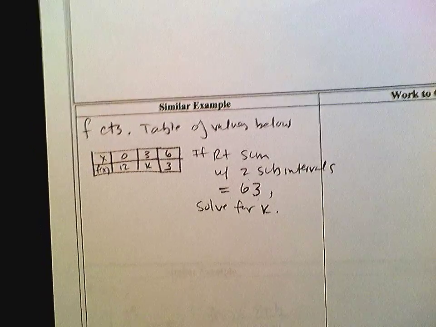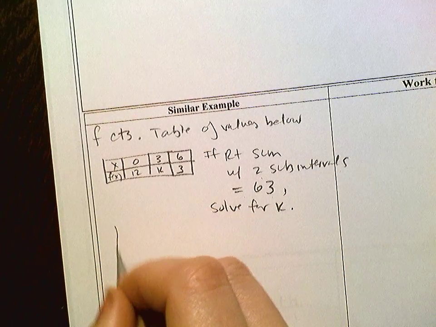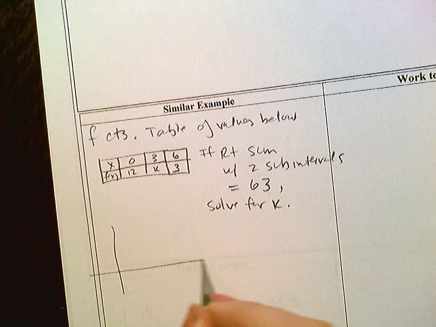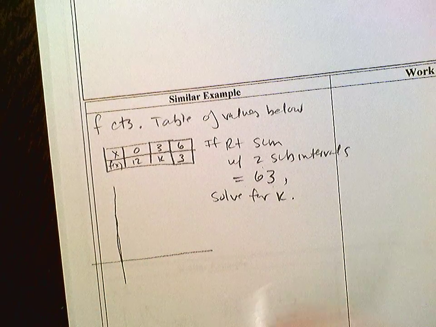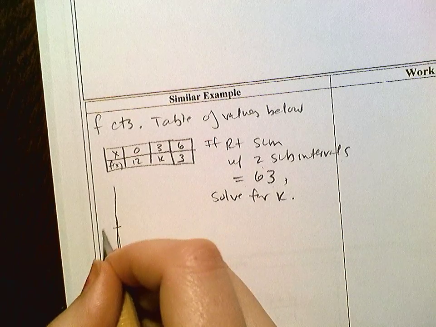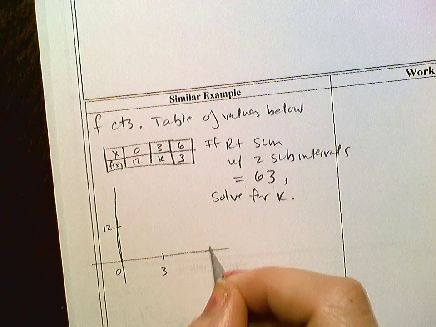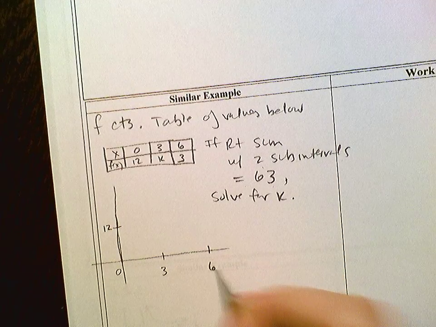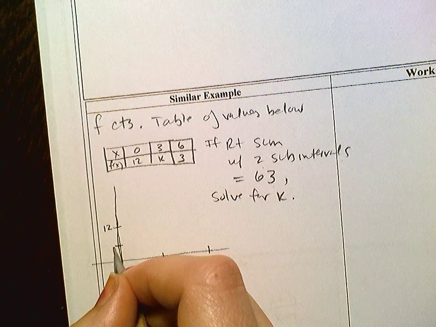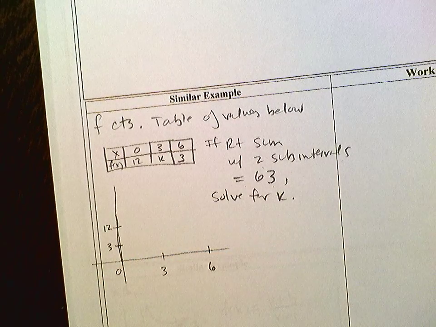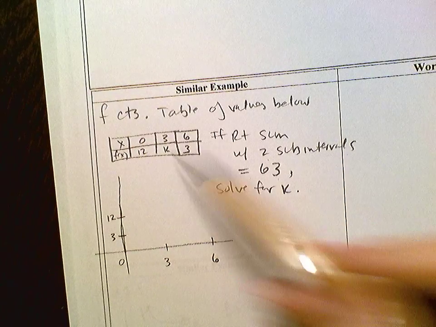Okay, so I would draw a sketch. All right, so here's 0. I'll say that this is 12. Let's say that this is 3, and let's say that this is 6. Now I'll say that this is 3. And k, I don't know what it is. That's what I'm solving for.